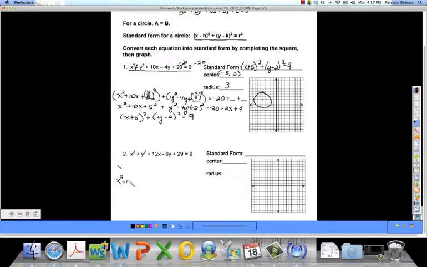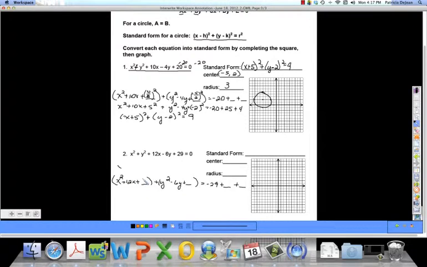x squared plus 12x plus blank plus y squared minus 6y plus blank equals negative 29 plus blank plus blank. And what do we put in the blanks?